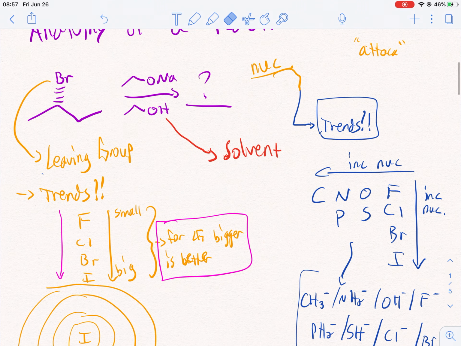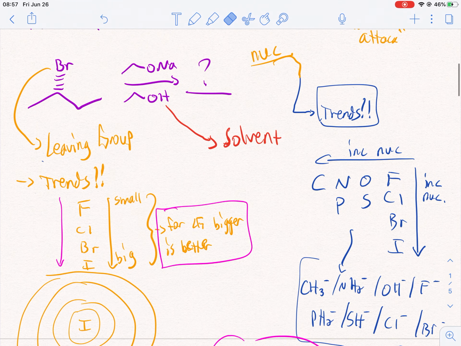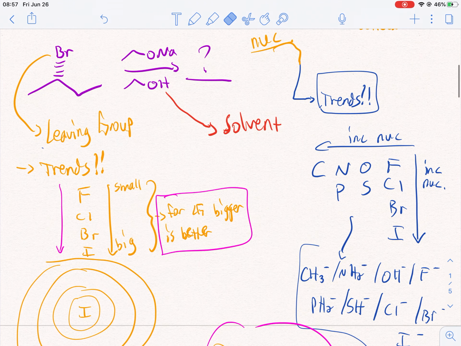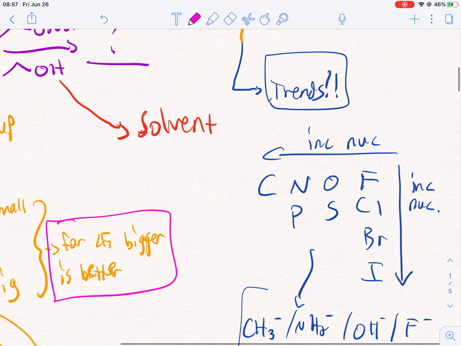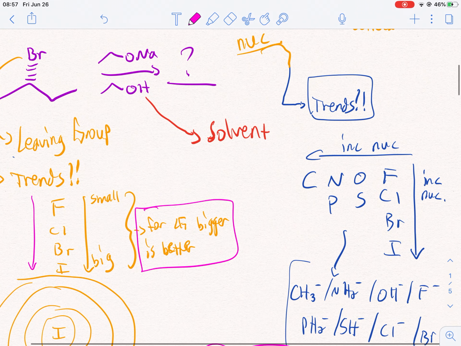So you want a good leaving group for both reactions, right? And you want a good leaving group specifically for SN1, but we're going to talk about why. A lot of that has to do with the leaving group leaving first. But okay, so that's what's important about the leaving group. Okay, nucleophile. So the nucleophile, we said, is the thing that attacks that connection that the leaving group has, right?